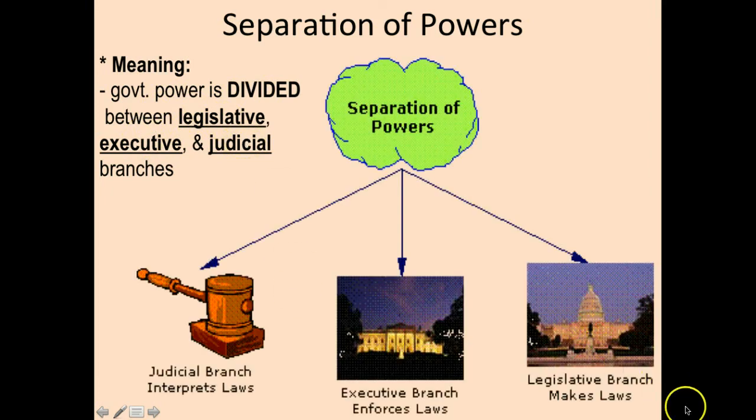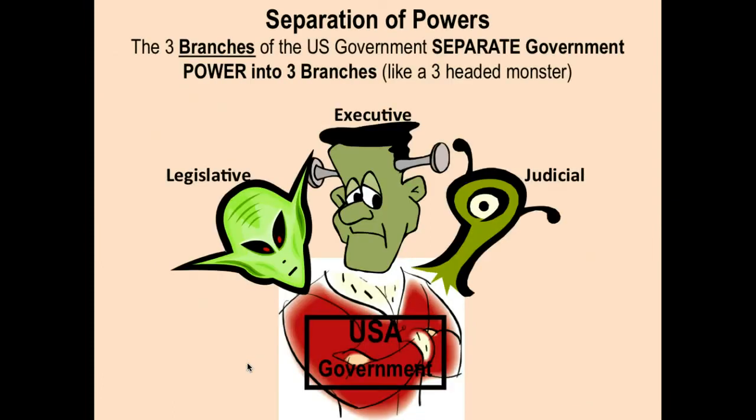So here you go. You have the legislative branch that makes laws. Here's the U.S. Capitol. Who works in the U.S. Capitol? Congress. You have the executive branch that enforces laws. Which part of our government lives in the White House? That's right, the president. And then you have the judicial branch. And what part of our national government represents the judicial branch that interprets laws? Yep, the Supreme Court.